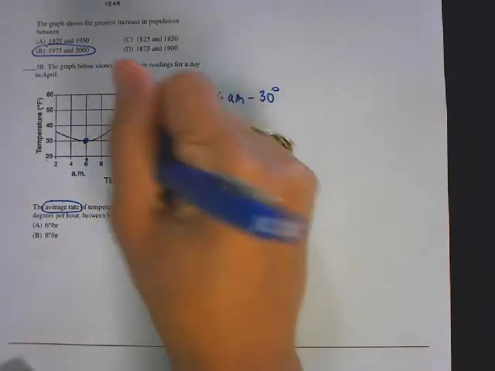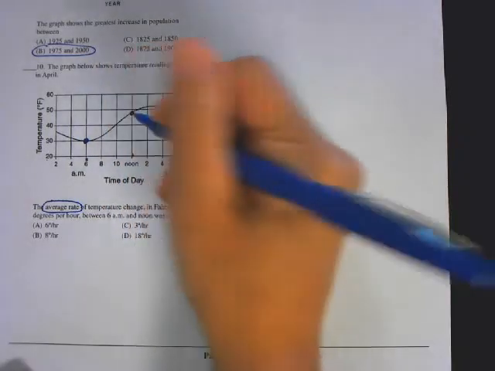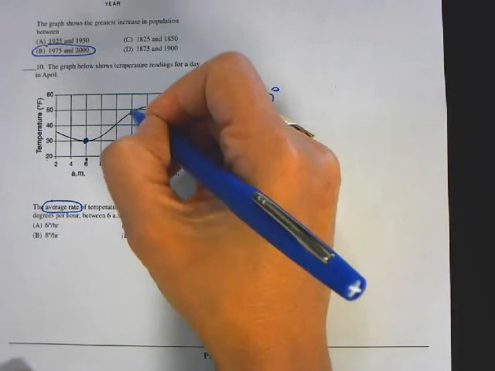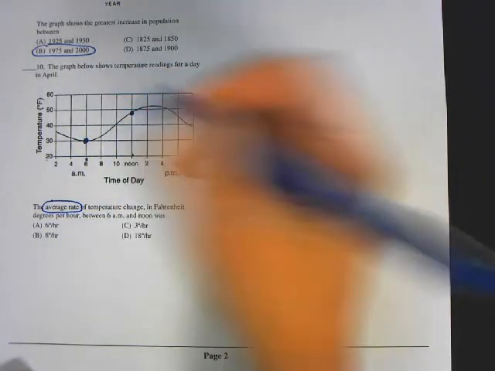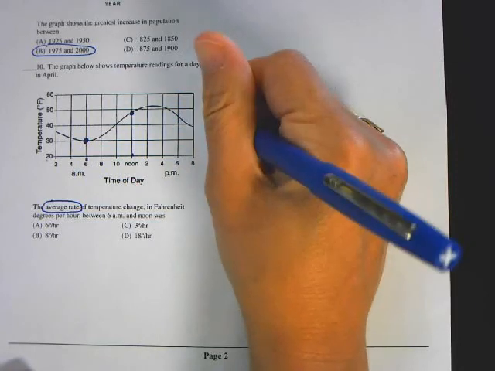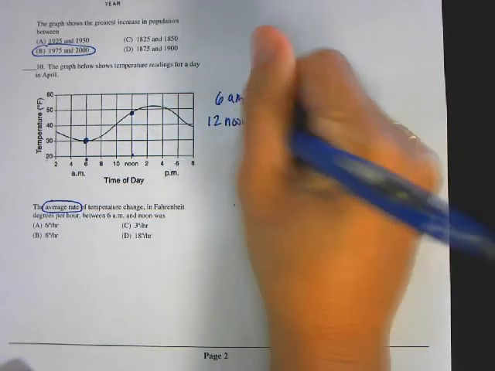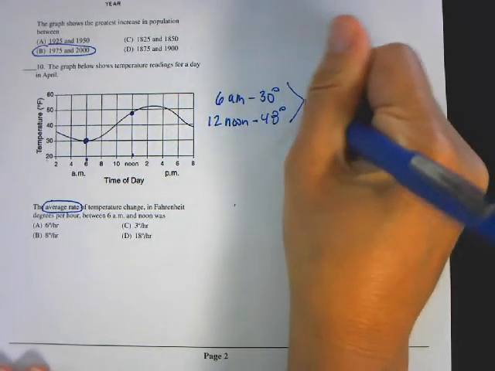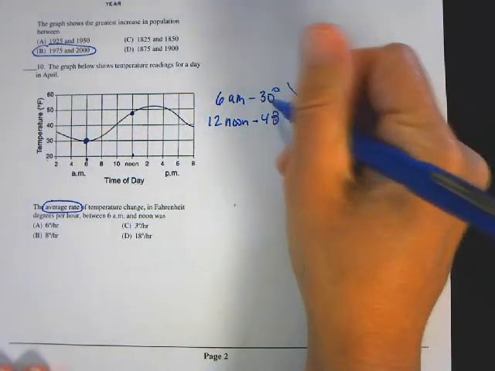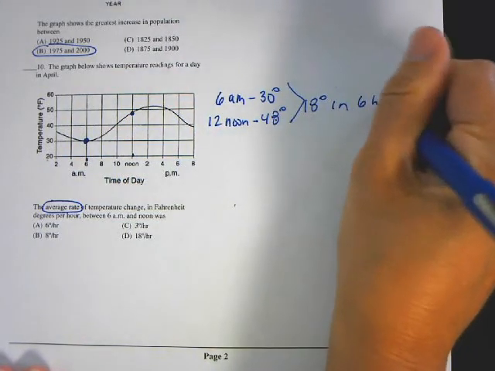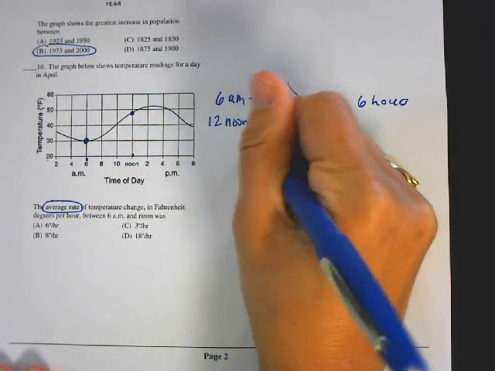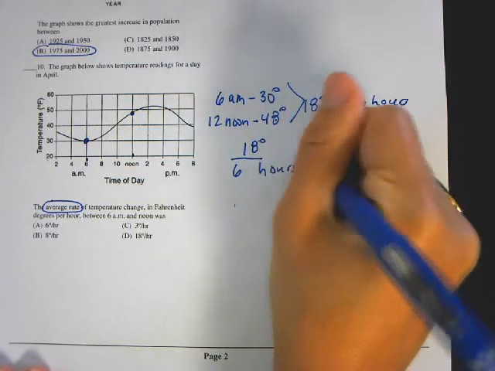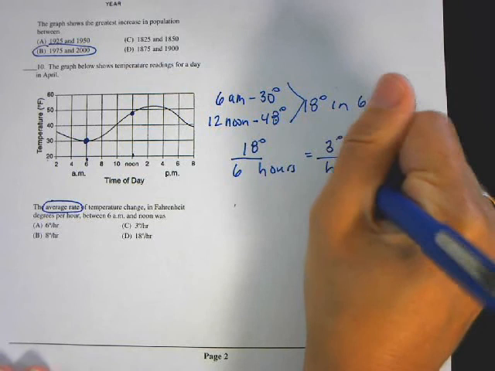Here's noon. I'm going to go up to my graph. I'm going to try and read that. It's a little bit less than 50, so I'm going to say maybe like 48, because this is like 40, so it looks like 4/5 of the way up. So at noon, I'm going to say this is 48 degrees. So the change was 18 degrees. That's the difference between 48 minus 30 in 6 hours. So 18 degrees over 6 hours is equal to 3 degrees per hour. And that's my answer.